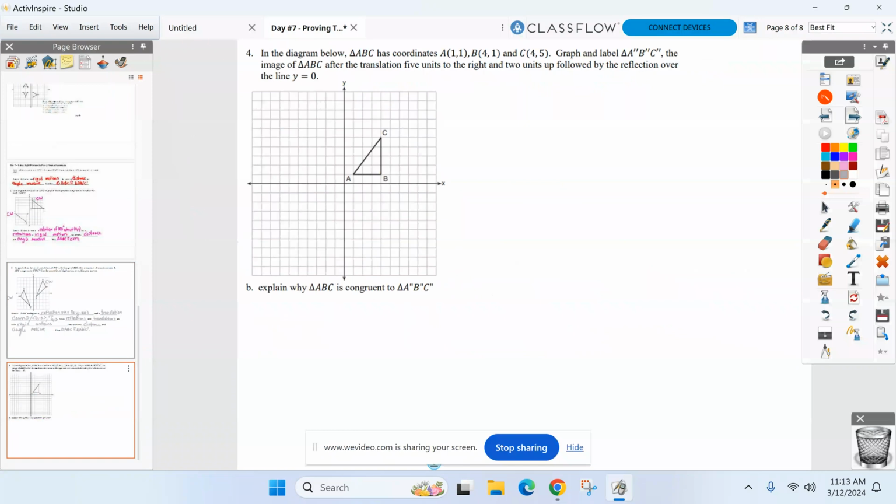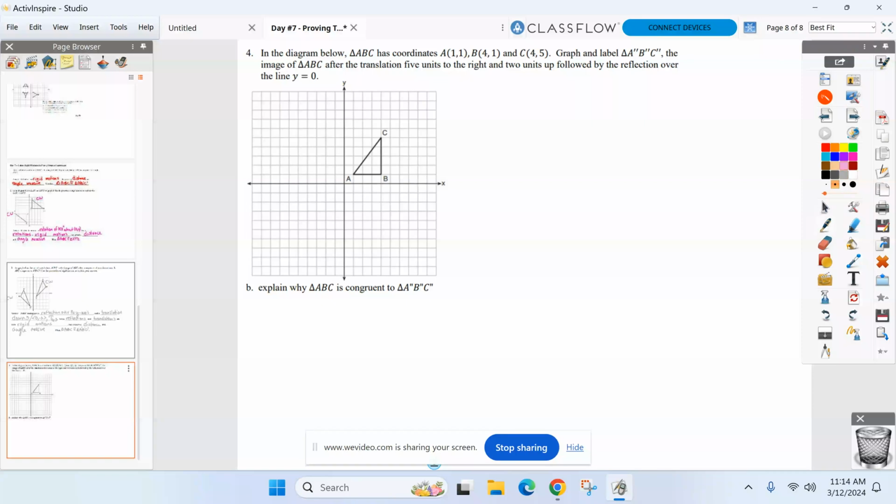So this is a little bit different than the problems we've done already today. You're going to create the image using the rules up here, and then you're going to tell me in part B why they're congruent. So congratulations, you don't have to find the rule, but you're going to apply the rule, which is translate it 5 right, up 2, and then we're going to reflect it over this crazy line, y equals 0, and what the heck does that mean?